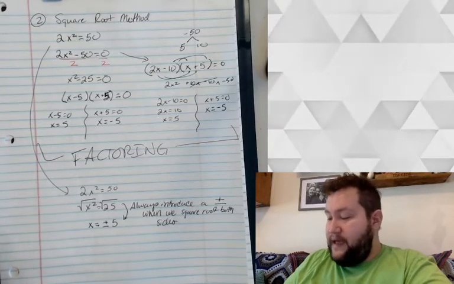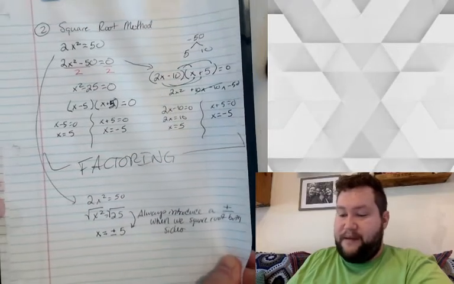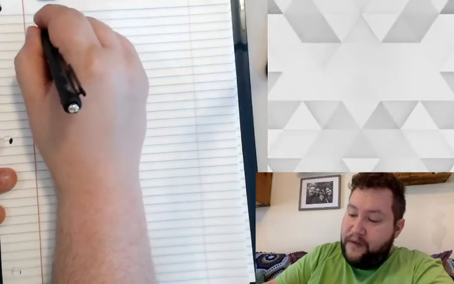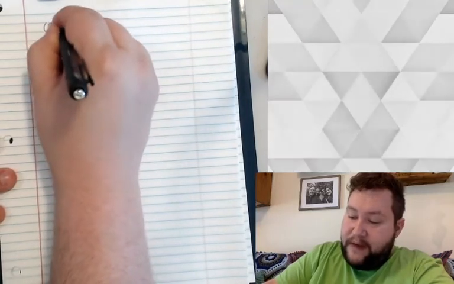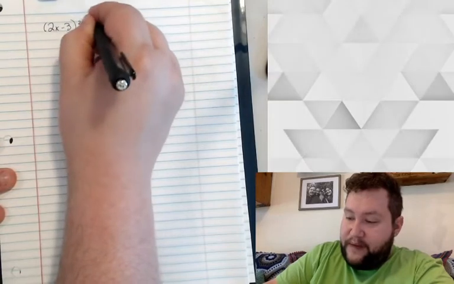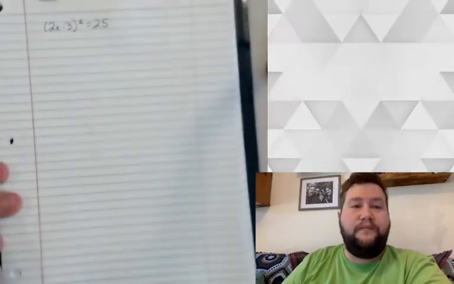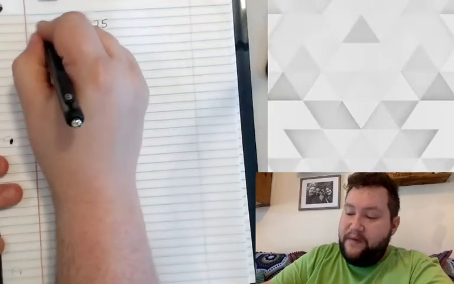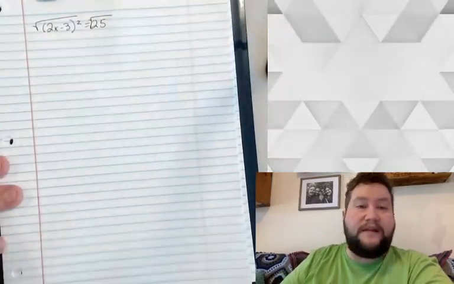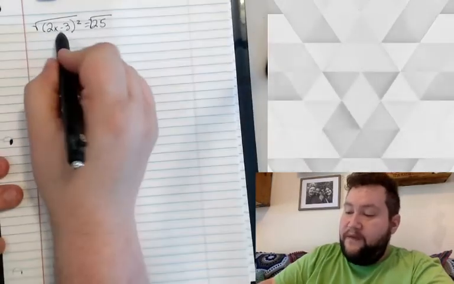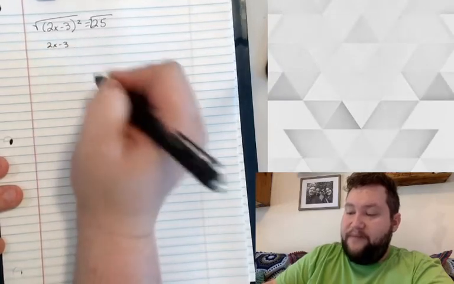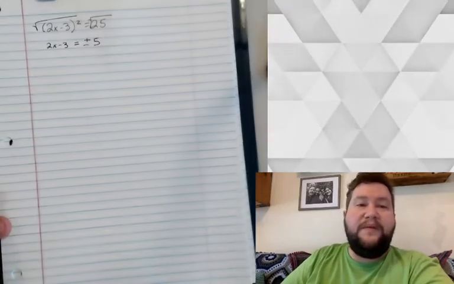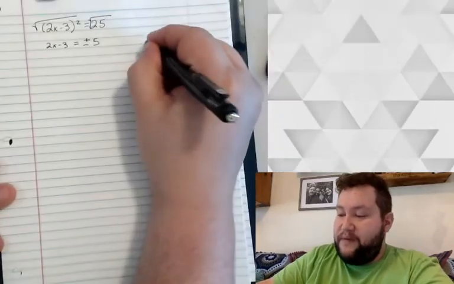And so let's look at another example. I'm going to go to another piece of paper just because I don't want to run out of space. Here we have another example: (2x minus 3) squared equals 25. And I say use the square root method. Well, we can take the square root of this because it's a square, and we already talked about the fact that 25 is a square. So the square root of this is 2x minus 3, and the square root of this is plus or minus 5.